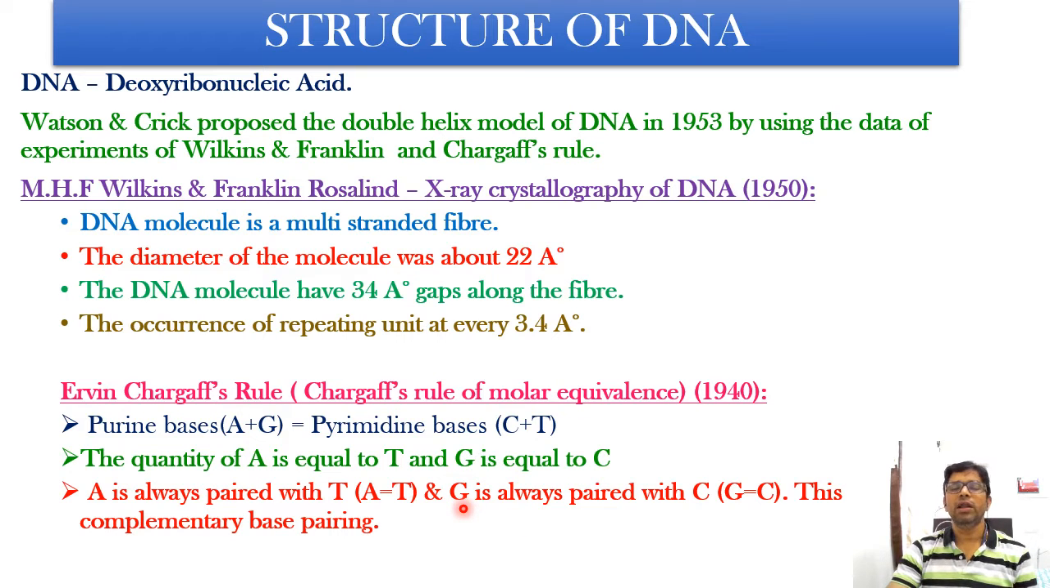Similarly, guanine is always paired with cytosine with three hydrogen bonds, and vice versa. This type of pairing is known as complementary base pairing. Adenine always pairs with thymine with two hydrogen bonds, and vice versa. Similarly, guanine always pairs with cytosine with three hydrogen bonds, and vice versa. So this type of pairing is known as complementary base pairing.